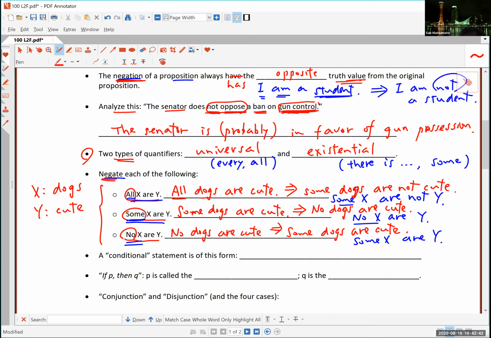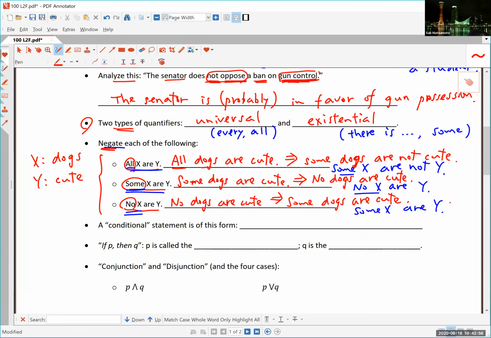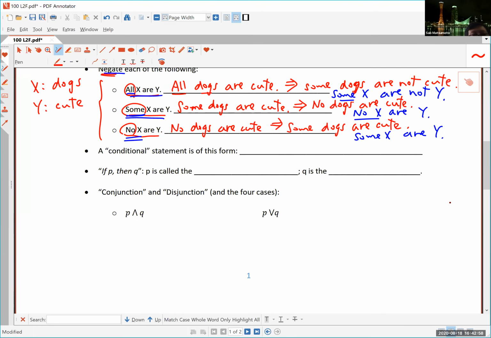Okay, so maybe it's confusing, right? Yeah, it could be confusing, but I hope you can understand this. Some statements are easier to negate. Others, especially the ones with quantifiers, could be more difficult. All right, let's go to the end of this page, and then we can take a little break.